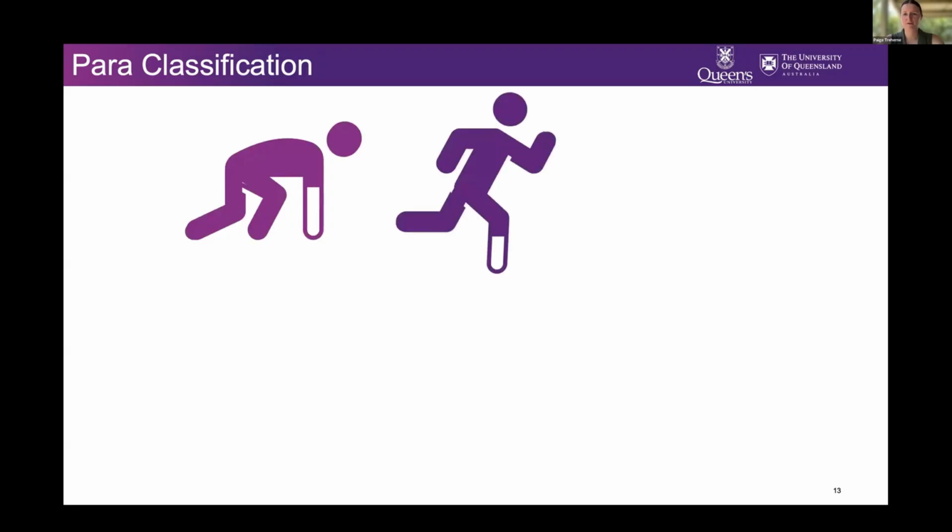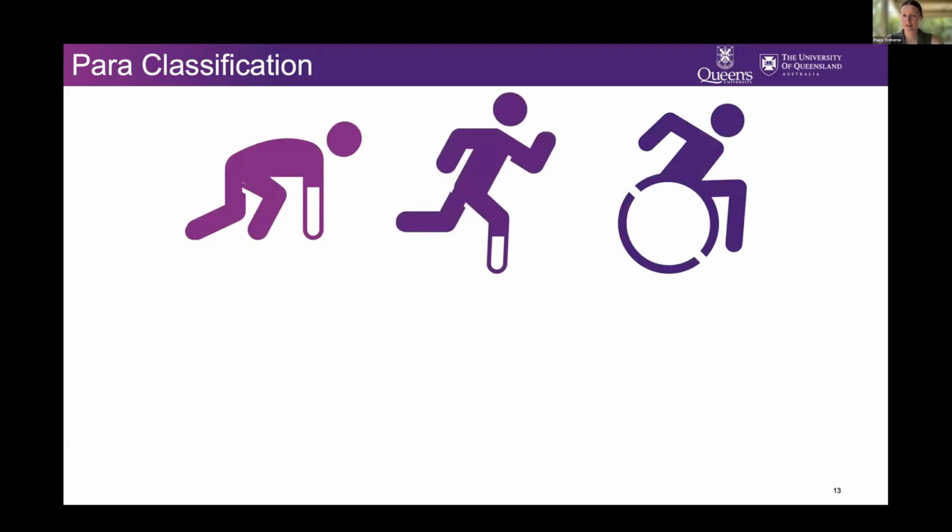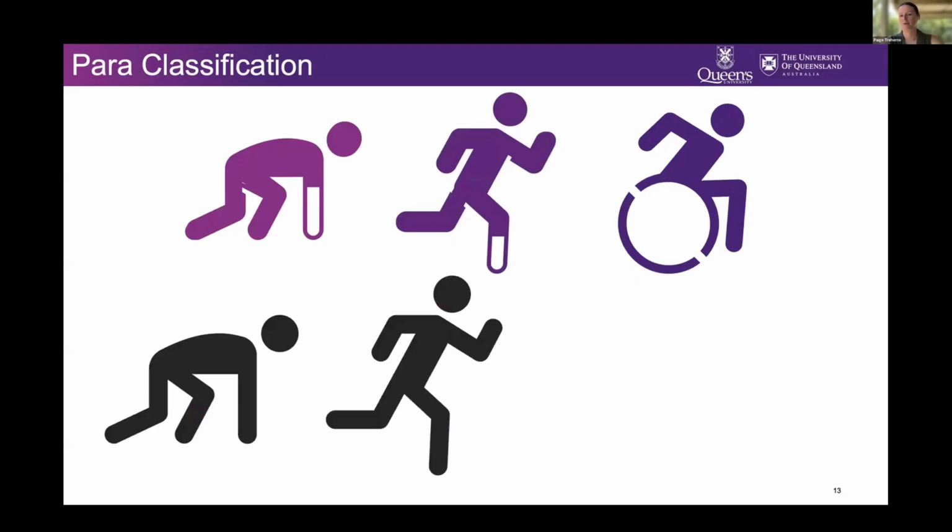And classification is quite a complex process, especially when it comes to these physical impairments. If we were to just focus on running based events at the Paralympic Games, we can have athletes competing who have missing limbs, whether it be upper or lower body. We also have wheelchair racers. And we also have athletes who would be considered intact, but have other medical conditions, such as impairments in coordination that would impact their ability to perform.